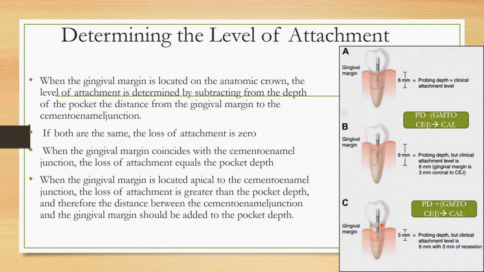And next, if there is apical migration of the gingival margin, you can see the pocket depth will be less than the clinical attachment level. The clinical attachment level you have to measure from the CEJ to the base of the pocket, so this has to be added. So the pocket depth plus the area of recession should be added for finding the clinical attachment level.